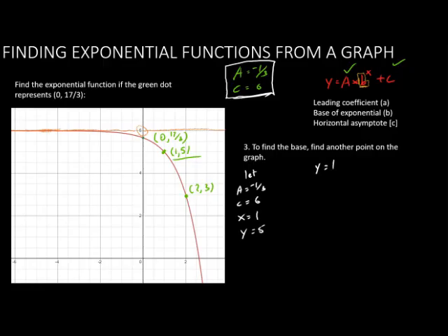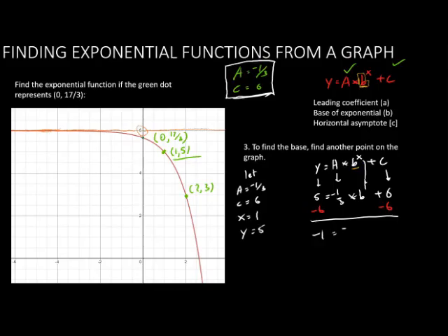We'll write our general form again, and then we'll place the numbers that we know into this equation. y is now 5, a is now negative 1/3, b is still unknown. We don't have our base yet. However, we do know that x is equal to 1, so we'll have b to the first power, and we'll have a c value of 6. We're going to try to solve for b, which means we'll need to get b by itself. To get b by itself, we'll subtract 6 from both sides. This will give us negative 1 on the left, and negative 1/3 times b on the right.